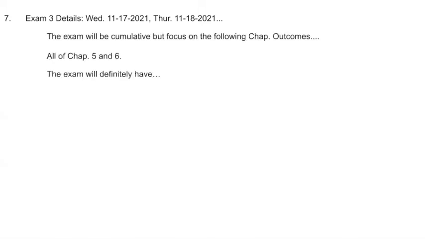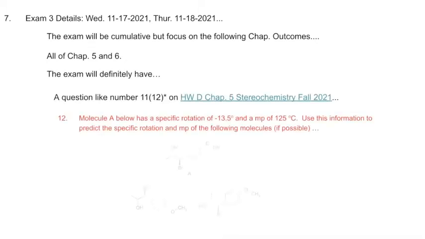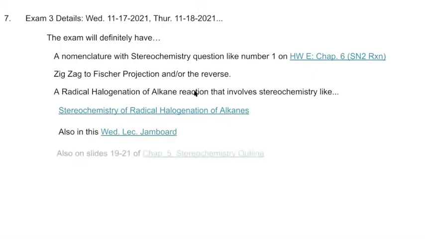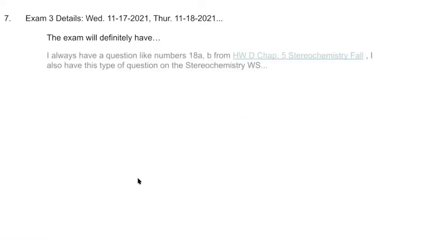It's going to be cumulative, but focus on the most recent chapters as always. And I gave this out before. I like this kind of question. Zigzag to Fischer or back. Radical halogenation. This is going to be a big one. The radical halogenation of alkanes with StereoChem. So practice those. I got a bunch of examples for you. I gave you so many examples of this reaction, it's hard to come up with a new one for the exam. But I did.